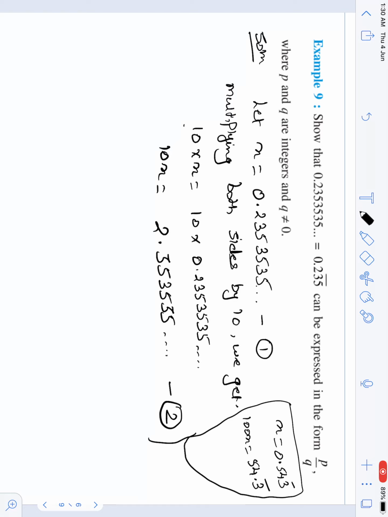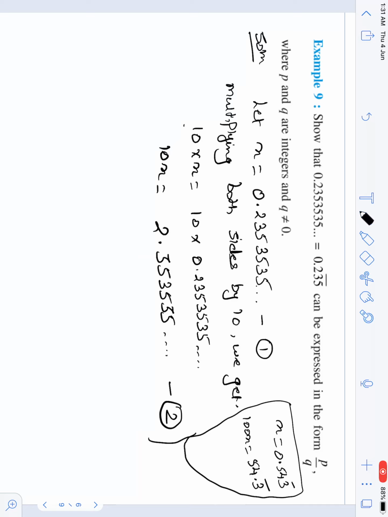Okay, now let us proceed further. Now when we have made this equation number 2, there is no use of equation number 1 for us. We have to move this decimal. Now we have to check how many digits are repeating itself. So it can be seen that 35 is repeating, that is, two digits are repeating itself. So now we will move our decimal two digits to the right. For moving this decimal two digits to the right, we have to multiply by 100.